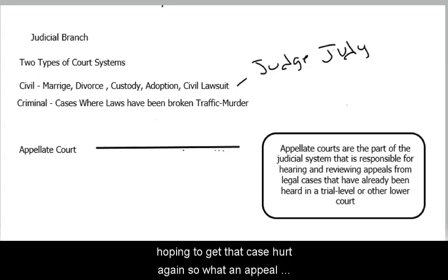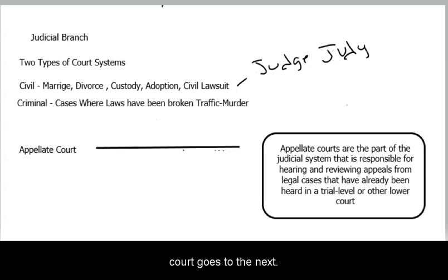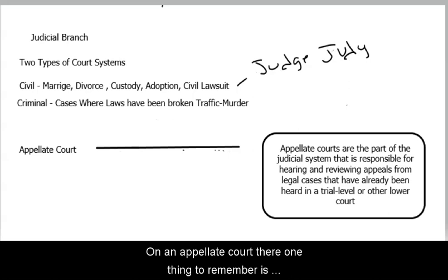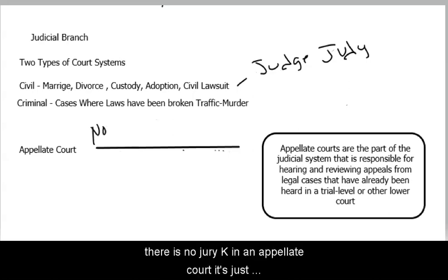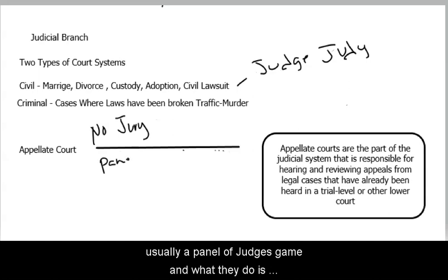So what an appeal court does is they look at appeals of legal cases that have already been heard on a trial level. They could do this on an upper court or a lower court. Okay, and they'll really make the decision if this case goes to the next level or not. Okay, on an appellate court, one thing to remember is there is no jury. Okay, in an appellate court, it's usually just a panel of judges.